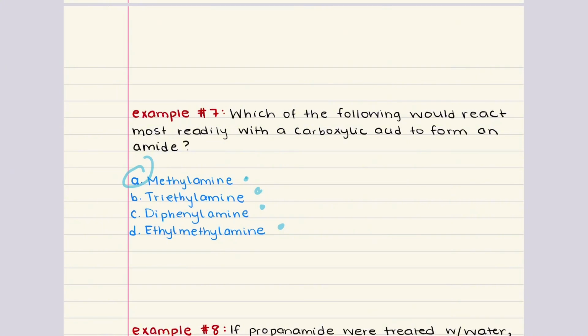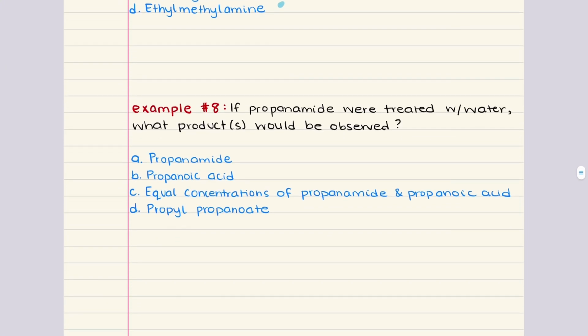Problem 8 says, if propanamide were treated with water, what products would be observed? Propanamide is an amide, and amides can undergo hydrolysis to yield carboxylic acids. But this reaction doesn't occur readily under neutral conditions. Amide hydrolysis typically requires a strong acid or a strong base, along with heat to proceed at a significant rate.